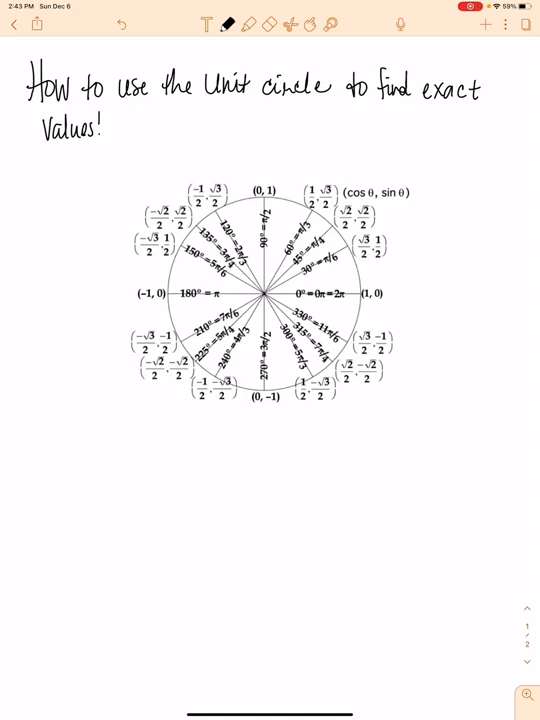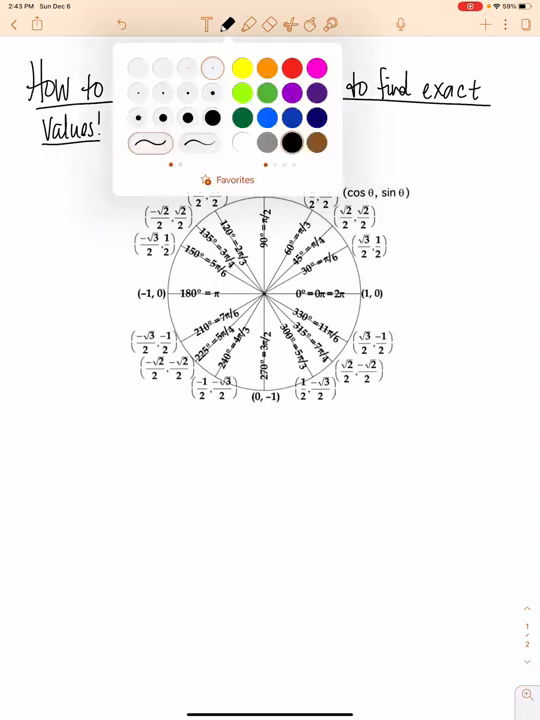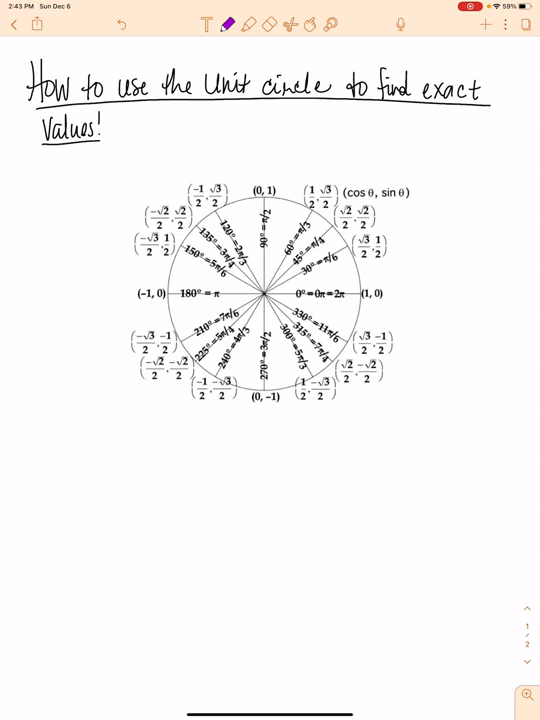All right, pre-cal, as promised, I've got a video about how we're going to use the unit circle to find exact values. Now, we've talked about this in class a little bit, but I wanted to give you a video so that you would have it to refer to. So when we're finding exact values, let's start with something easy. What if I want the cosine of 120 degrees?